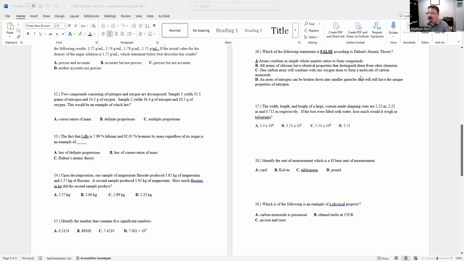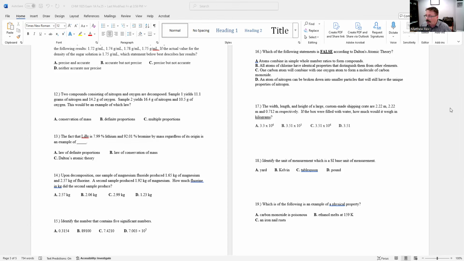Which of the following statements is false? There we go. So we're on 16, which is false according to Dalton's atomic theory. Atoms combine into whole number ratios to form compounds. That's part of Dalton's theory, again, that we can't break the atoms up into something smaller. So I have to have 2 hydrogens for every oxygen for water, or 1 hydrogen for every oxygen for hydrogen peroxide.